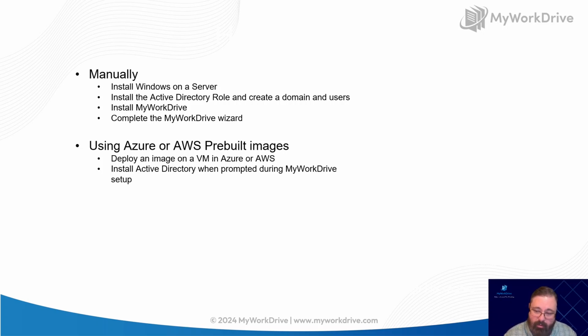You could also use one of our pre-built images. If you're deploying in Azure or AWS, we create a pre-built image that includes the MyWorkDrive server software and a wizard to create or join Active Directory or EntraID. And again, that wizard will create the file share that you need, an example local share.